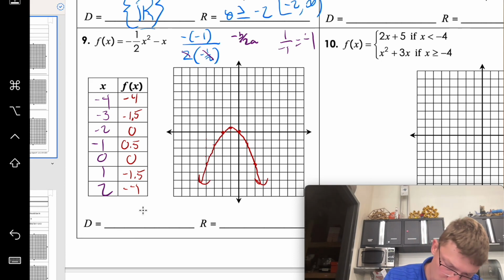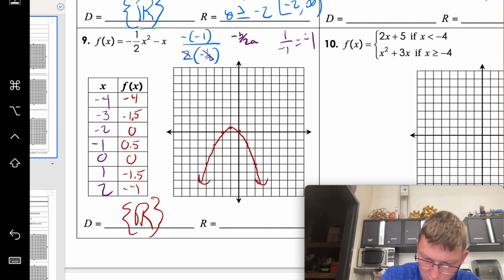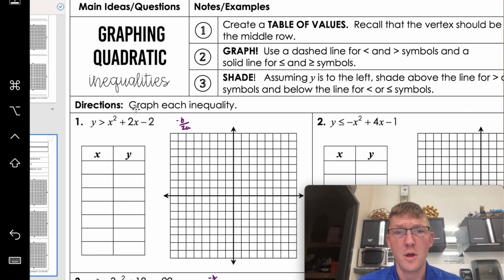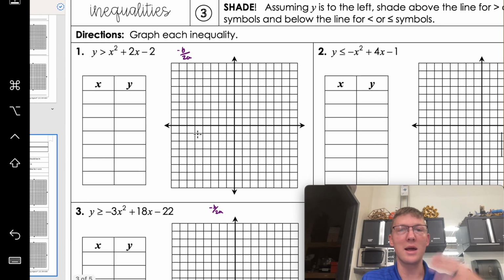And as I mentioned earlier, our domain for all of our parabolas is all real numbers. And our range, it's going to start there and go down. So that's going to be y is less than or equal to, what is that, 1/2. If you put 0.5 there, that's fine too. So graphing quadratic inequalities, hopefully you're noticing a pattern. It's the exact same way, except now we have to shade. We've got solid lines, dotted lines, which I'll probably mess up, but it's the same concept.